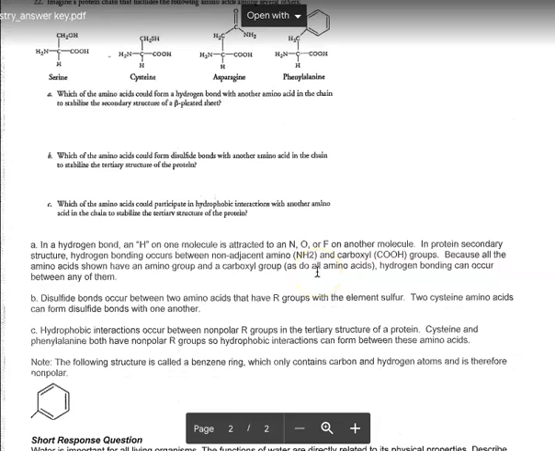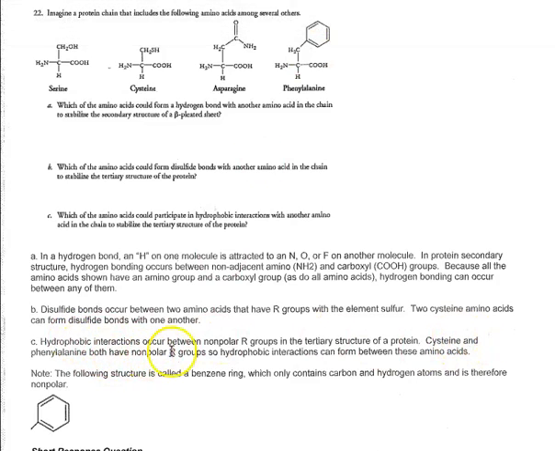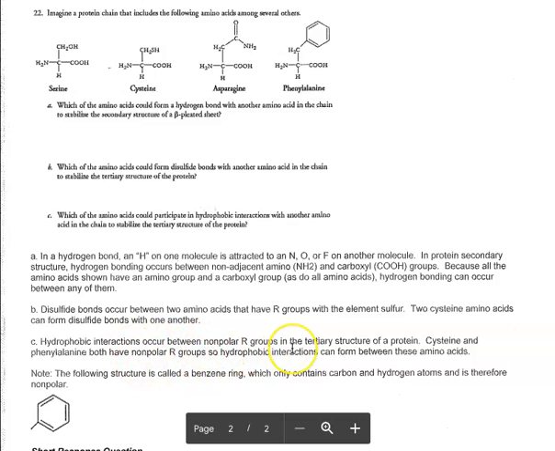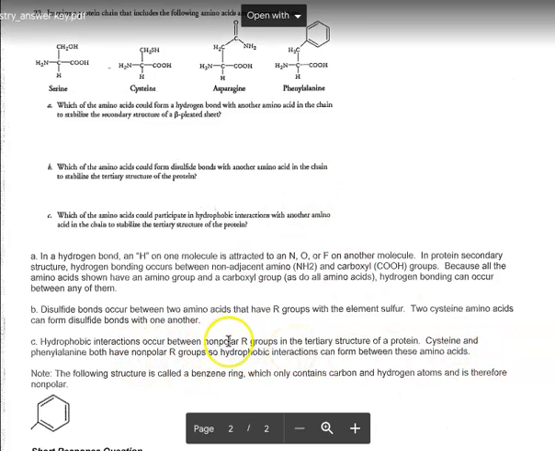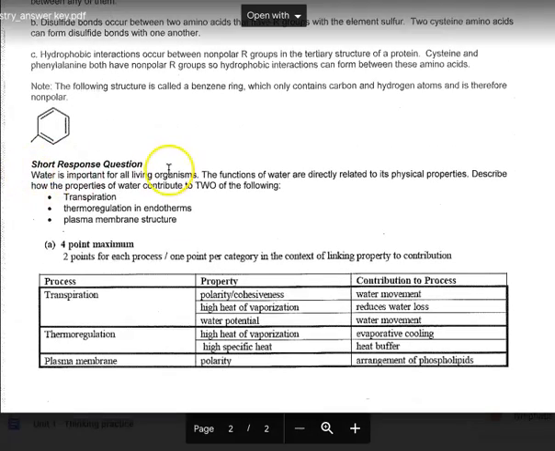So the correct answer would be cysteine. Okay, cysteine, because it doesn't contain oxygen and nitrogen. It does contain sulfur, but sulfur does not have that much of an electronegativity. And phenylalanine. Okay, so both cysteine and phenylalanine will have nonpolar R groups, so hydrophobic interactions can form between these amino acids. Okay, and the last question, short response question.